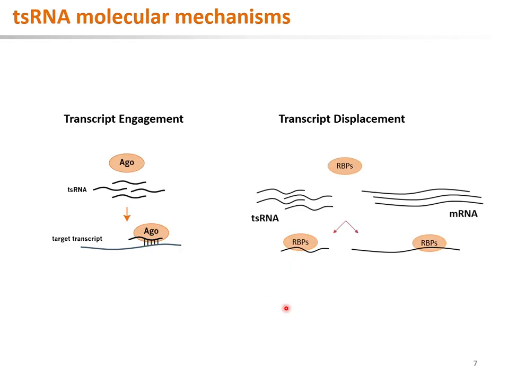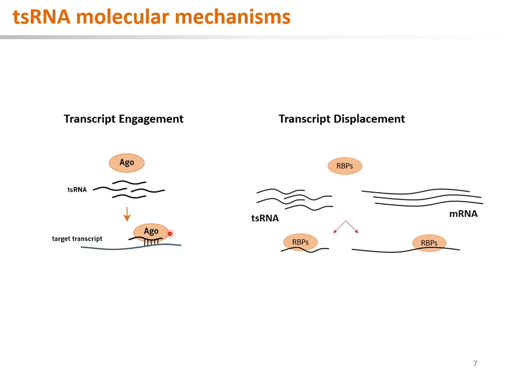The two main mechanisms of action by tsRNAs are, first, transcript engagement, where the tsRNA acts as a guide RNA to recognize the mRNA target by base pairing, which brings the RNA binding protein, RBP, such as AGO, to act on the mRNA. This way, the tsRNA is similar to a microRNA guiding the AGO silencing complex to the target mRNA. With this mechanism, the more the tsRNA, the more RBP action on the target mRNA, so they are positively correlated.